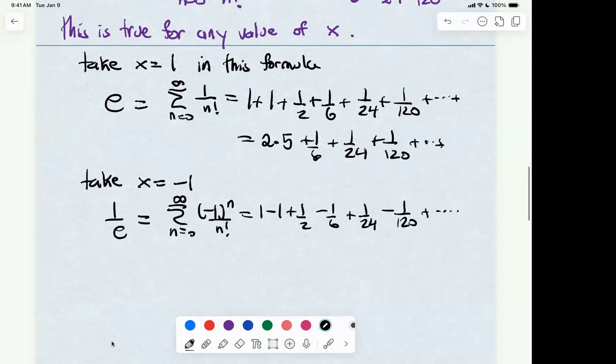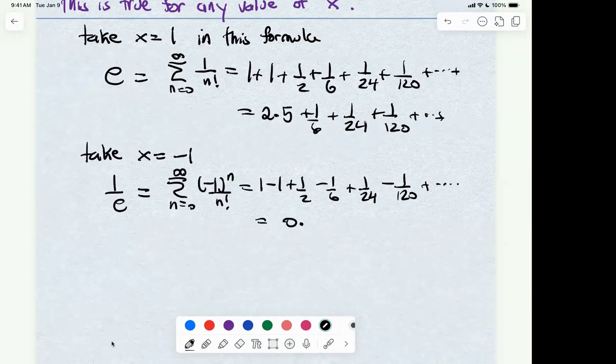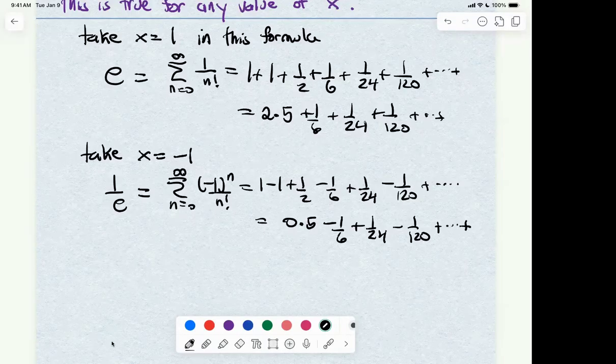So it keeps flipping back and forth. And then okay, these two would cancel. So you get 0.5 minus 1/6 and so on, which is, again, highly non-intuitive, getting these approximations and things like that of that sort.